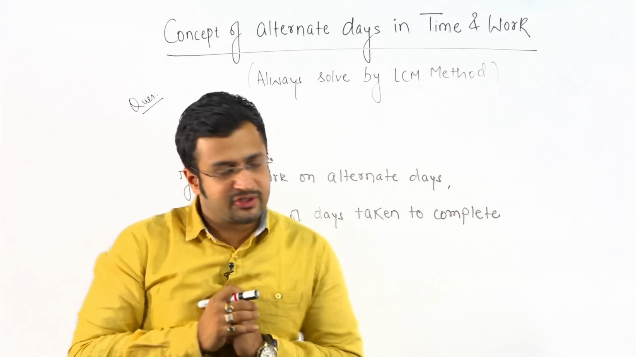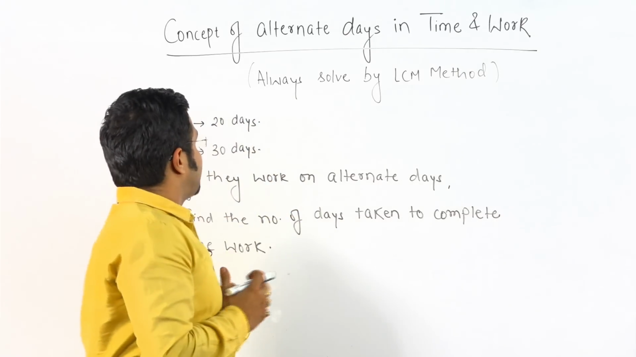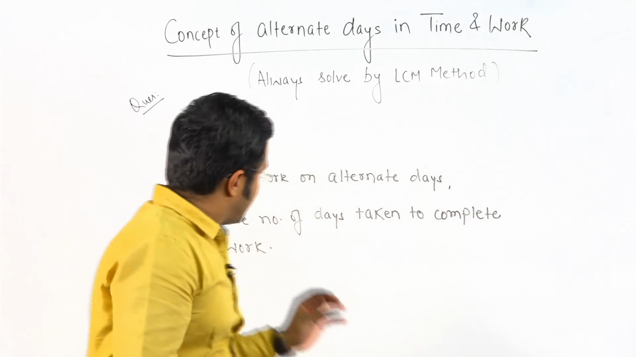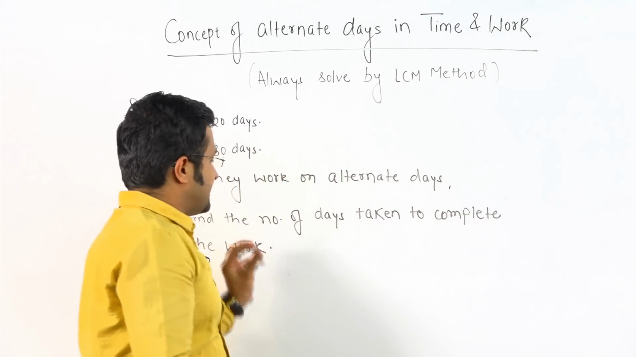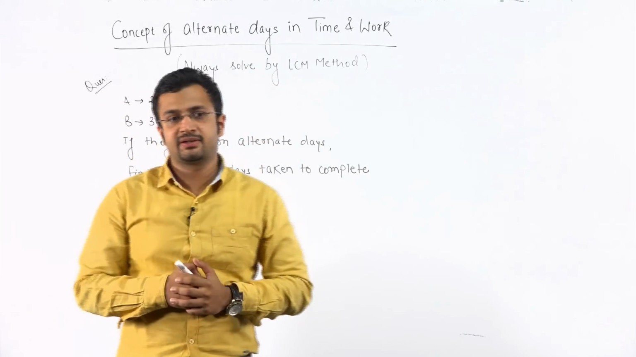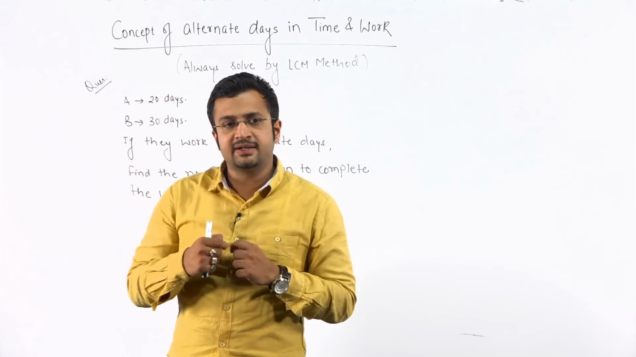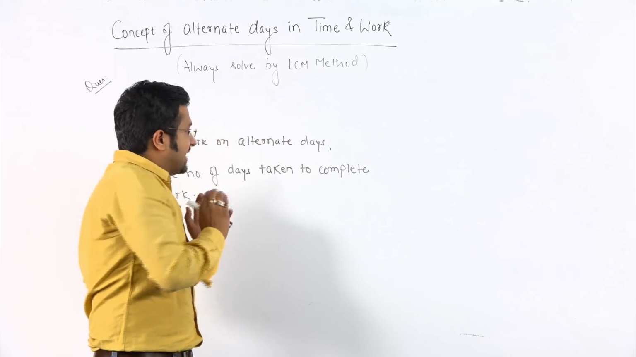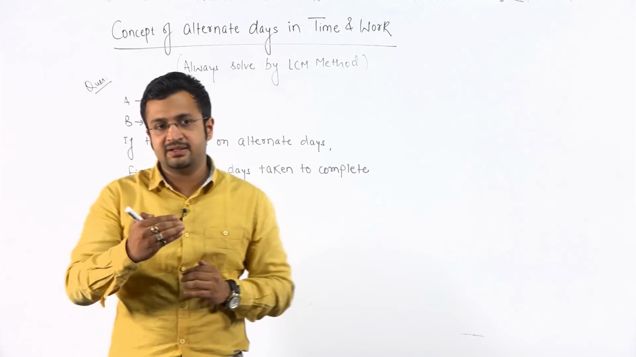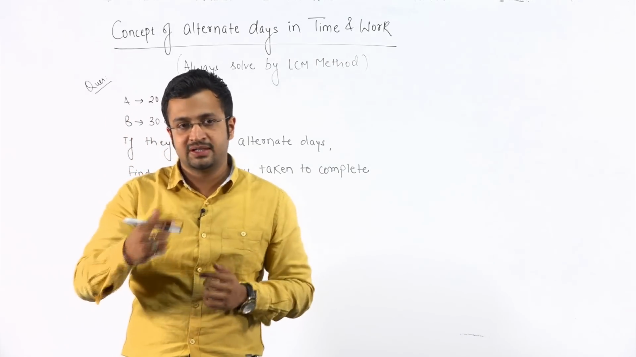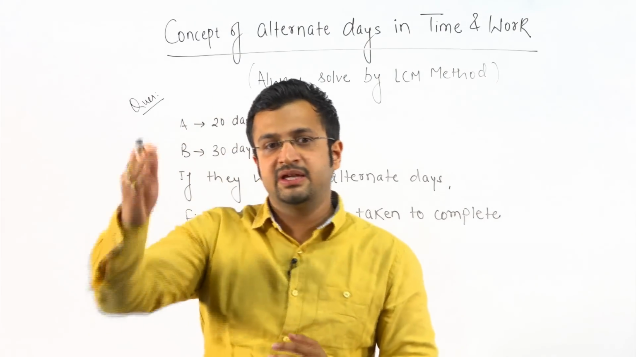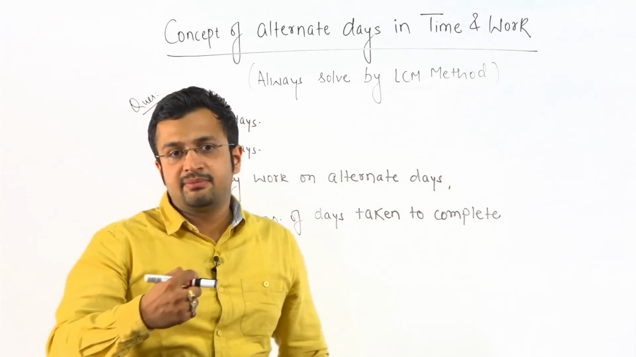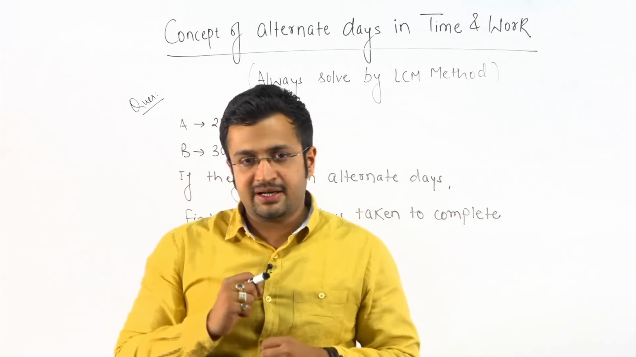So friends, the question is, if A can complete a work in 20 days and B can complete the same work in 30 days, if they work on alternate days, find the number of days taken to complete the work. So if they work on alternate days, what does it mean? It simply means that either A will work on first day and B on second, A on third, B on fourth and so on. A, B, A, B, A, B ये पैटर्न में काम करेंगे, या फिर पहले दिन B काम करेगा, then A काम करेगा, B, A, B, A ये पैटर्न बनेगा.